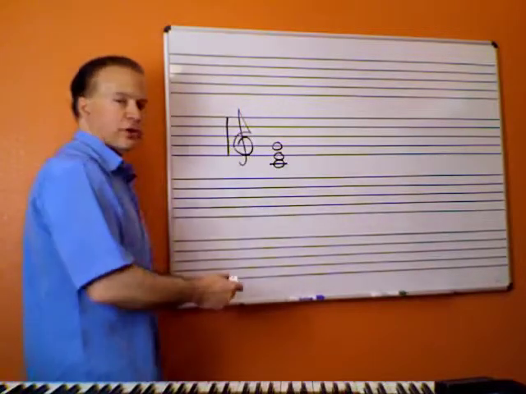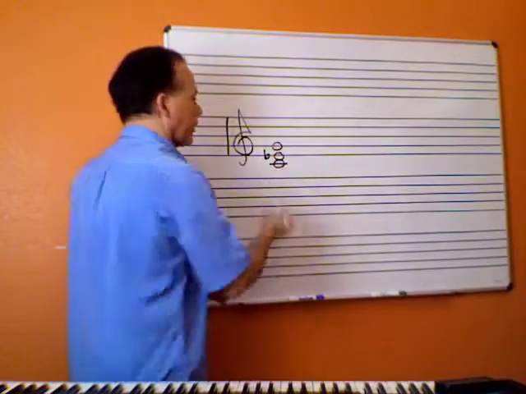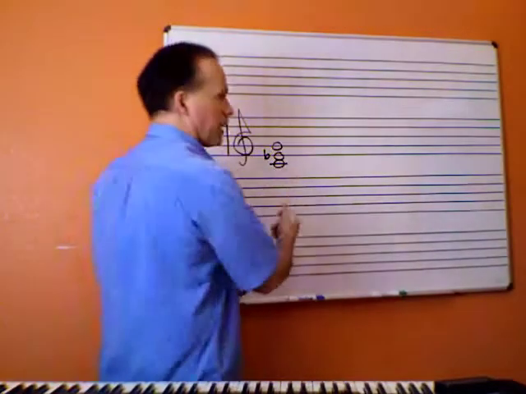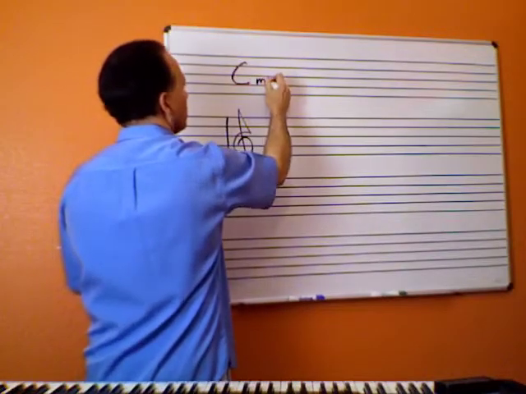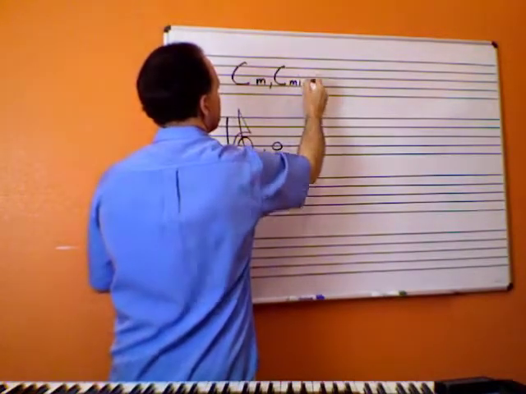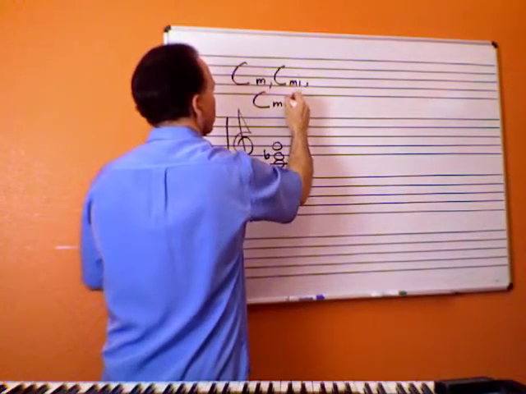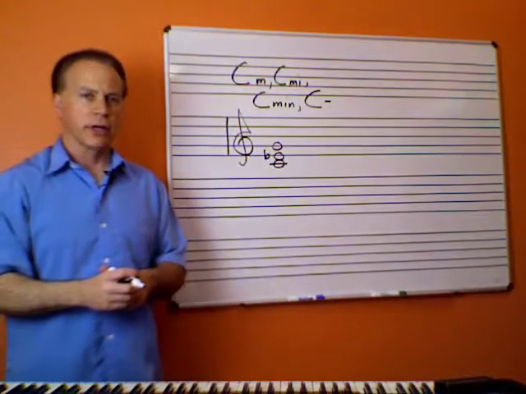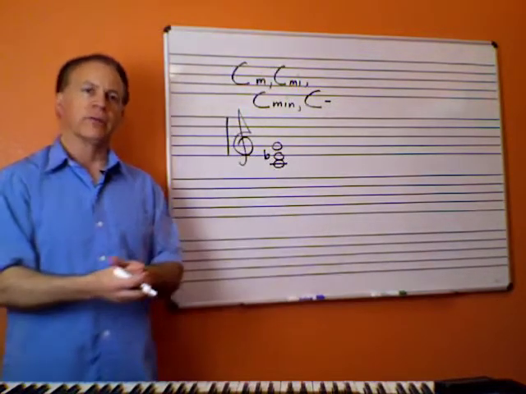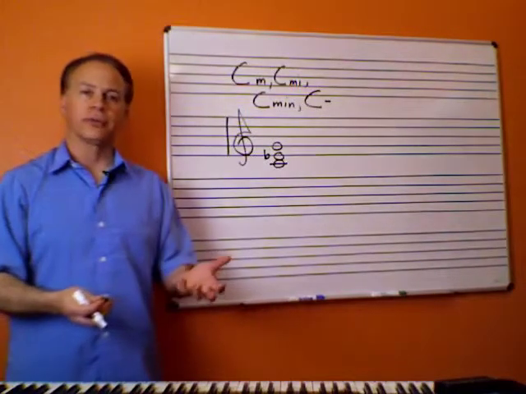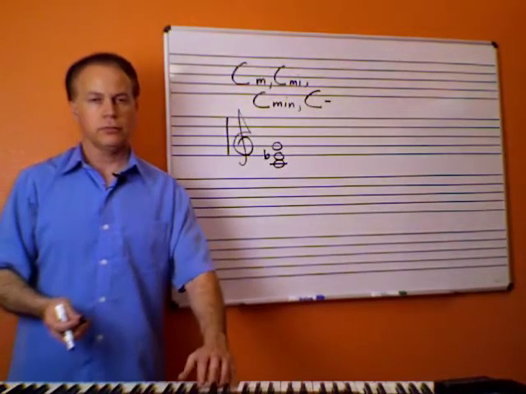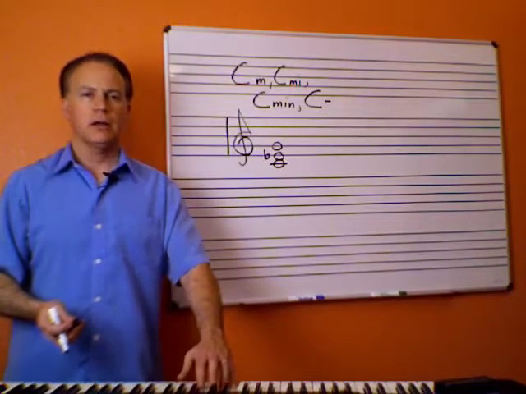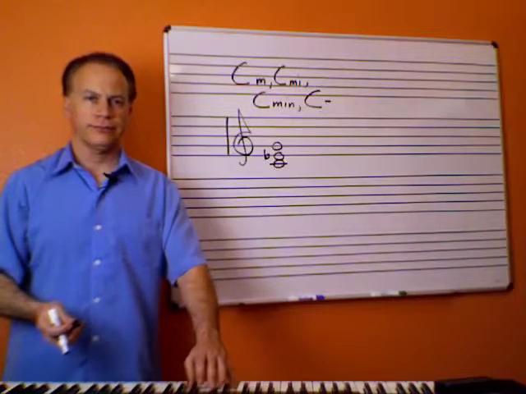So if we have this C major triad like this and we lower the third, we're going to call that an E flat. Symbols associated with minor: small m, MI, MIN, and the minus sign. Any of those are designating that it's a minor triad. The other way to think of a minor triad would be 1, 3, 5 of a C minor scale. In this case, C, E flat, and G.